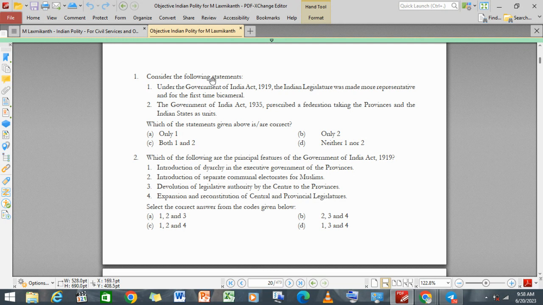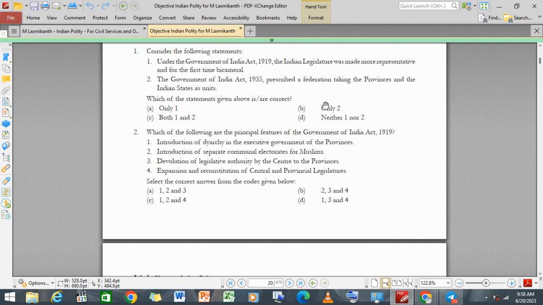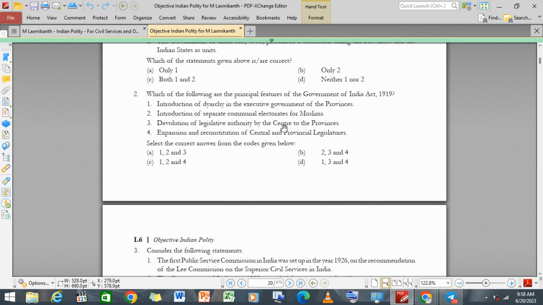Why they are correct? Because in the Government of India Act of 1919, the Indian legislature was made more representative, and first time bicameralism can be seen in the Indian government at that time. While the unit system came in Government of India Act of 1935, as it was prescribed that both the provinces as well as the Indian state and the princely states should be included in that, though the princely states didn't join. Hence, C is correct.